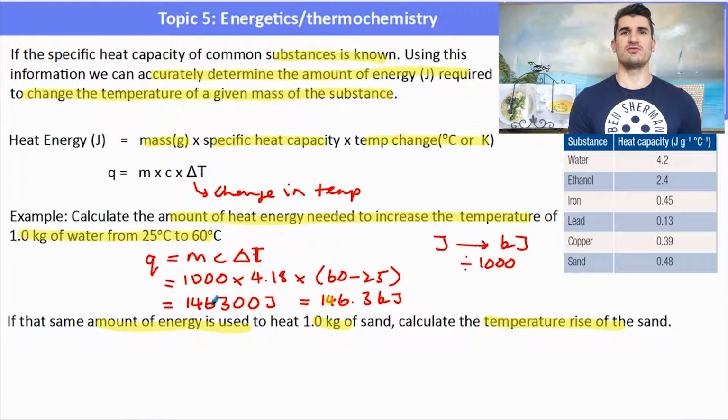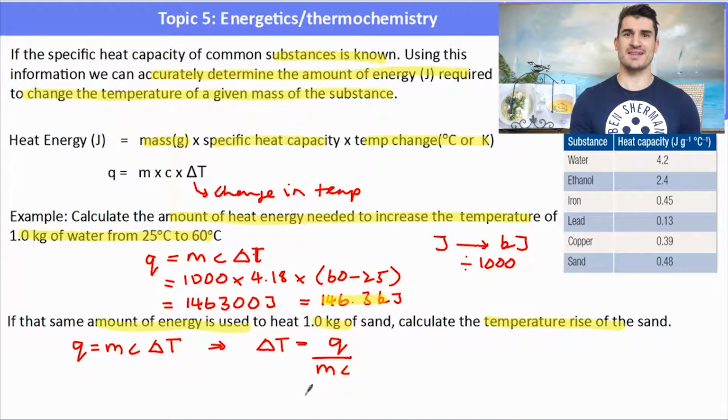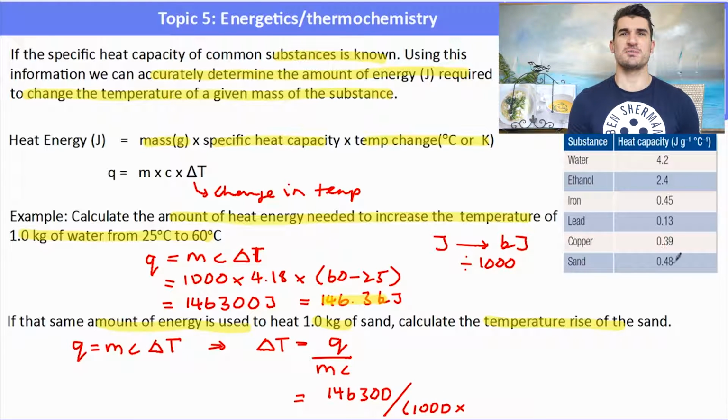So what we need to do here is rearrange the equation. We've got Q equals mc delta T. Our energy is the same from the question above. Let's rearrange the formula to make delta T the subject, the change in temperature. So that would be the energy in joules divided by the mass times the specific heat capacity. The energy, we keep that in joules because we're using the equation: 146,300. We divide that by our mass, which will be the same as the water, so 1,000. And then the specific heat capacity of sand was given in the table on the left-hand side, which is 0.48.